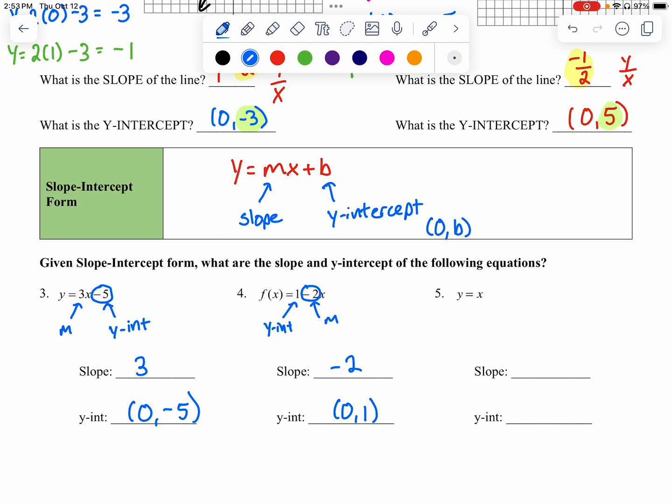5 looks a little bit different. 5 doesn't have any numbers, but if you have an x, hopefully you know the invisible number in front of it is a 1. And if there's no plus something behind it, the number that represents nothing is 0. So I know my slope is the 1 because that's with the x, and then my b or the y-intercept is what we're adding to it, so that's a 0. So my slope is 1, my y-intercept is 0, 0.